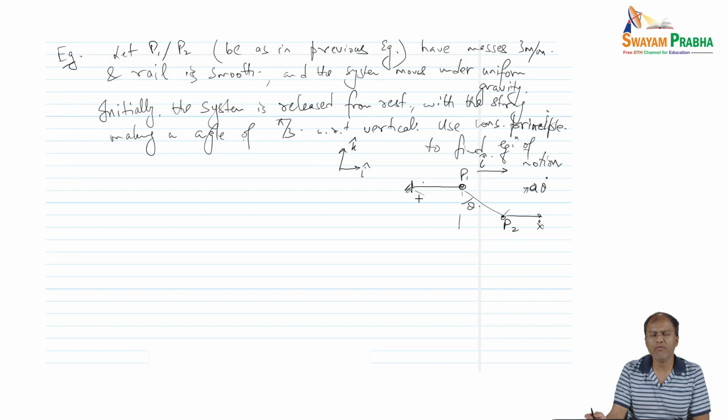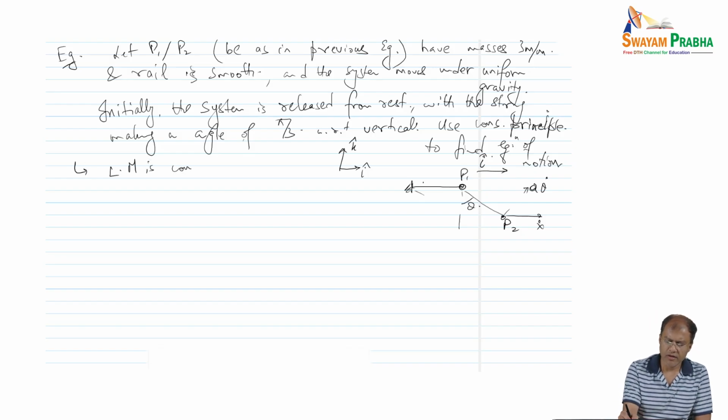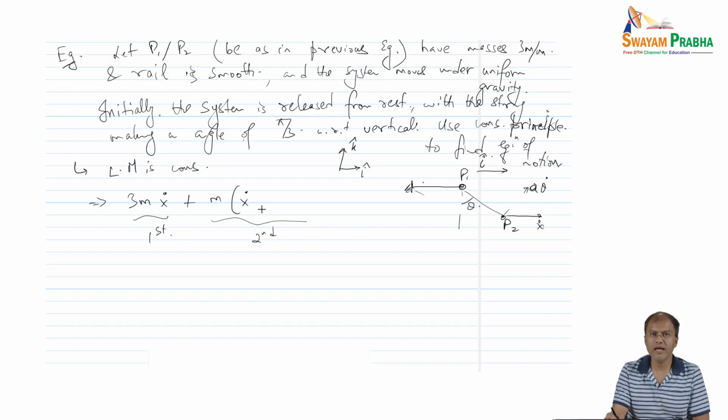So we don't have any external force on the system, so the system is isolated, which means that we can immediately apply the linear momentum conservation. So the linear momentum is conserved, and which means that the initial momentum of the system is 3m times x dot plus m times x dot, this is the momentum of the first particle, and this is the momentum of the second particle. So m times x dot plus A theta dot times cos theta. So where did we get this?